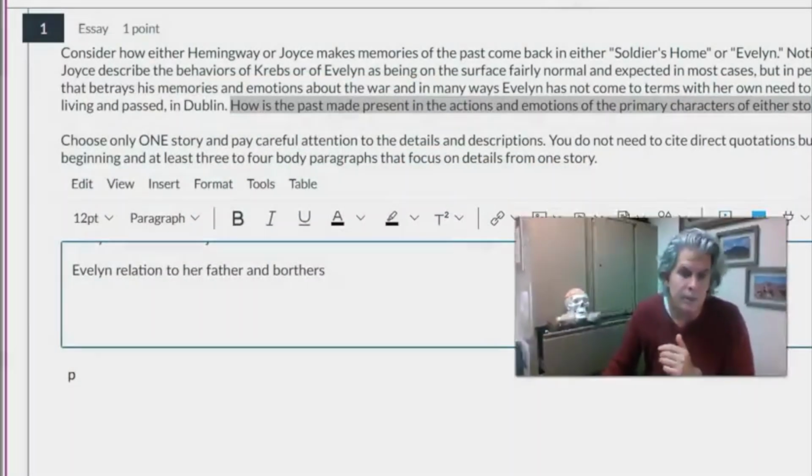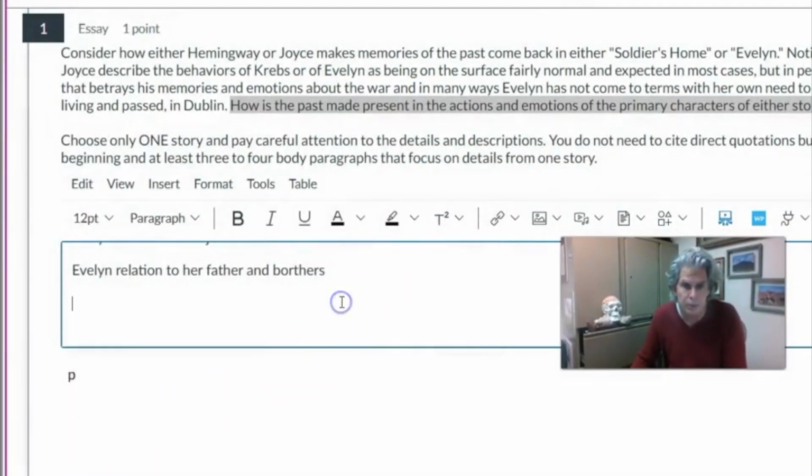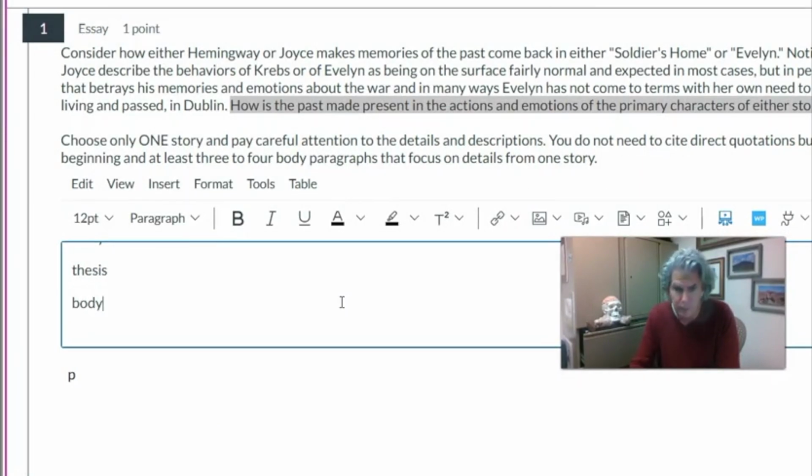Okay, and then I'm going to go into my thesis is going to be there, and then the first body paragraph I'm going to write with detail as much as I can, but then I'm going to make sure I give plenty of detail, okay, about 4 to 6 sentences describing Evelyn's relationship with her mother. And then I'm going to go into my own insight, and that should take a couple of sentences.